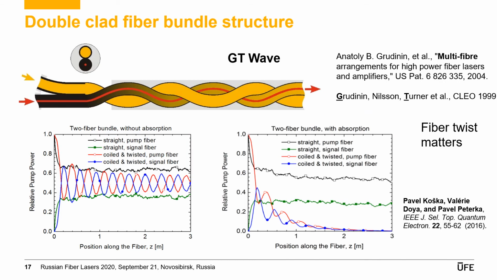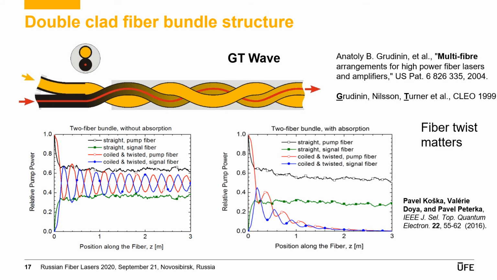Completely different in principle is the GT-Wave double-clad fiber bundle structure. It is a multi-fiber arrangement. It is not a single fiber, and the pump coupling is distributed along much longer lengths of the active fiber than in all the other cases.